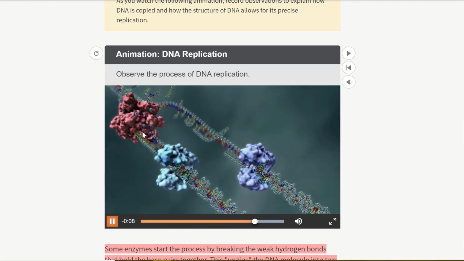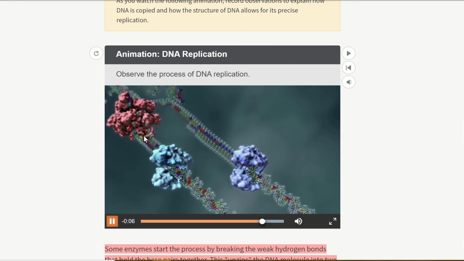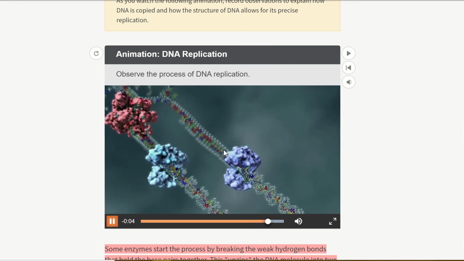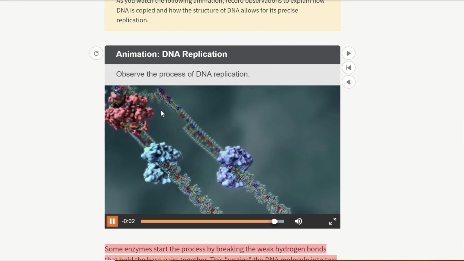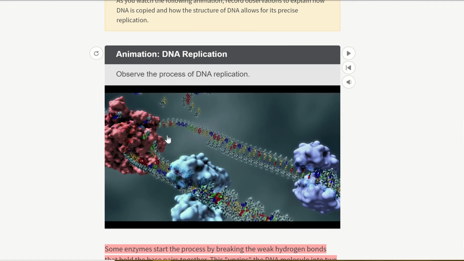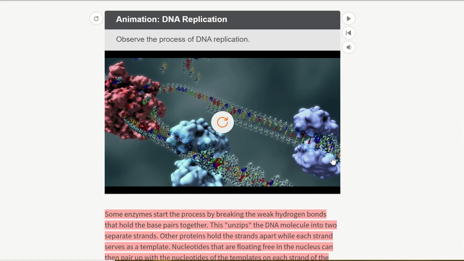So one strand is going to be made continuous. This is called the leading strand. The one that's going to be made backwards is going to be called the lagging strand. These little things are called Okazaki fragments. We're going to talk about that. And then this enzyme right here is DNA ligase, and it's going to link everything together.